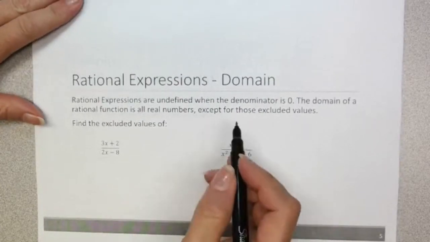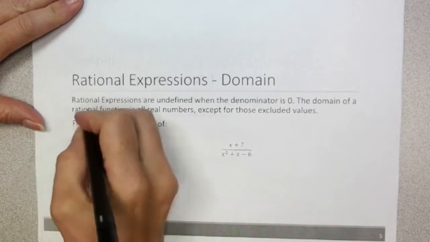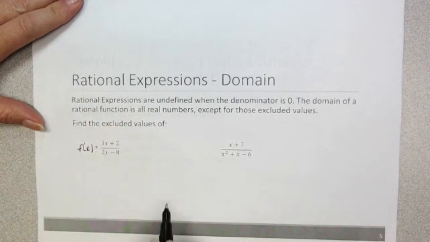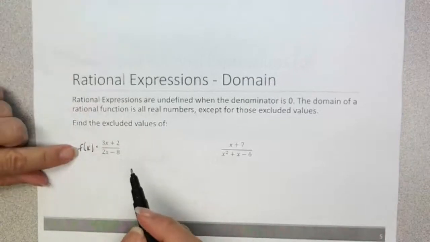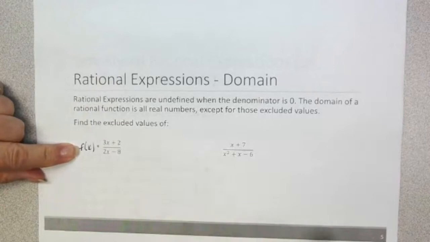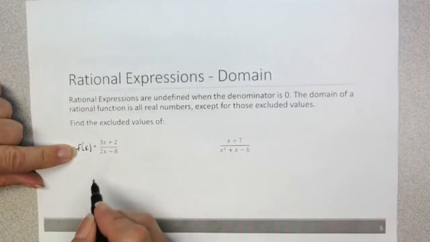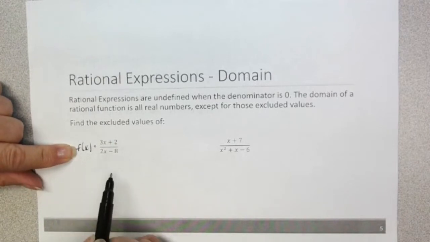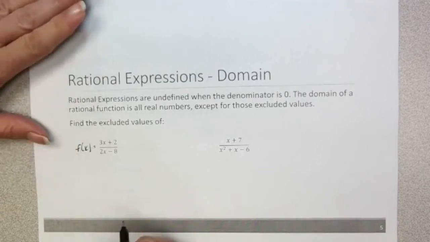All right. So if we look at these two examples here, let's go ahead and make them a function. We'll say this first one is f of x, and it's equal to 3x plus 2 divided by 2x minus 8. Well, if this was a function, the domain here, we would assume was all real numbers, but we have to be careful because we can never divide by 0. So we need to find which values that x can take on that would result in a 0 denominator.